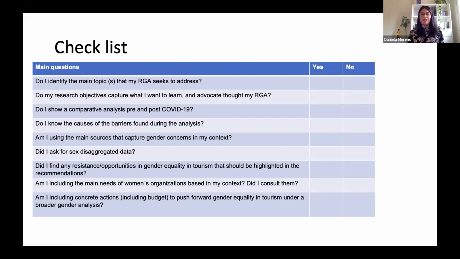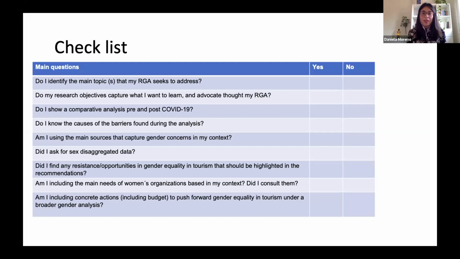This checklist was developed based on my own experience conducting rapid gender assessment in tourism. So I really want to share these thoughts that I formulate as questions. I think this checklist is going to maximize the benefits. As you may know, this checklist is based on my own experience, but also on matrix number 1 and matrix number 2. I'm going to explain this now.